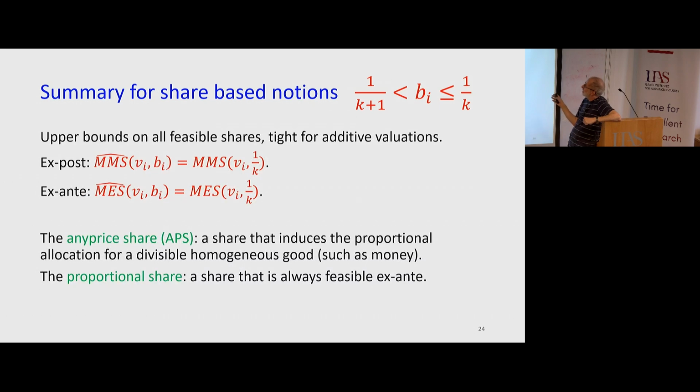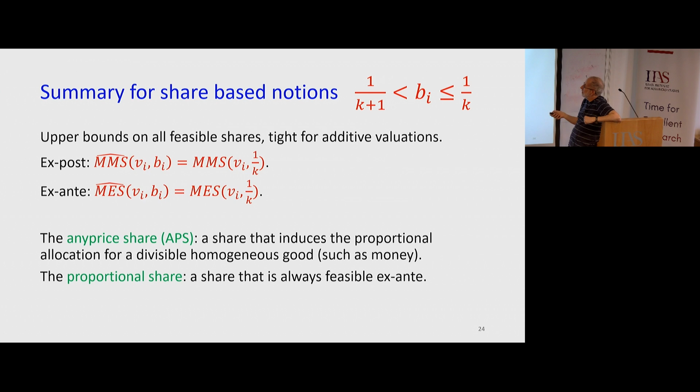So a summary of share-based notions. Here, B_i, think of it as being between some integer 1 over k, where k can be arbitrary, and 1 over k plus 1. So these are tight upper bounds on all feasible shares. In the ex post case, MMS hat is a tight upper bound, and in the ex ante case, MES hat is a tight upper bound.